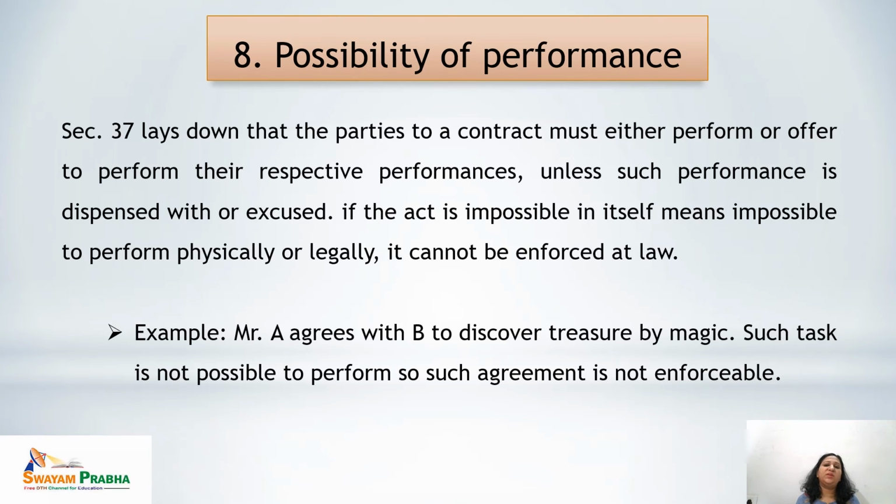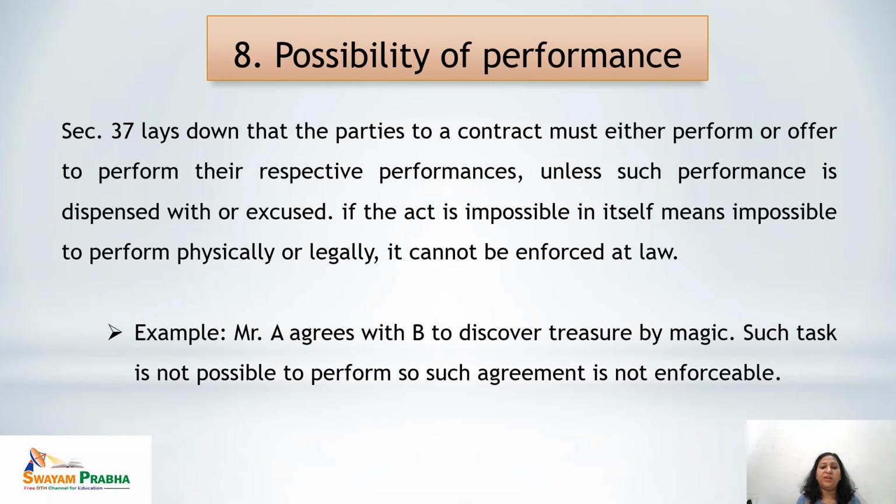Next point is possibility of performance. Section 37 of the Indian Contract Act lays down that the parties to a contract must either perform or offer to perform their respective performances unless such performance is dispensed with or excused. If the act is impossible in itself, meaning impossible to perform physically or legally, it can never be enforced at law. Let's take an example.